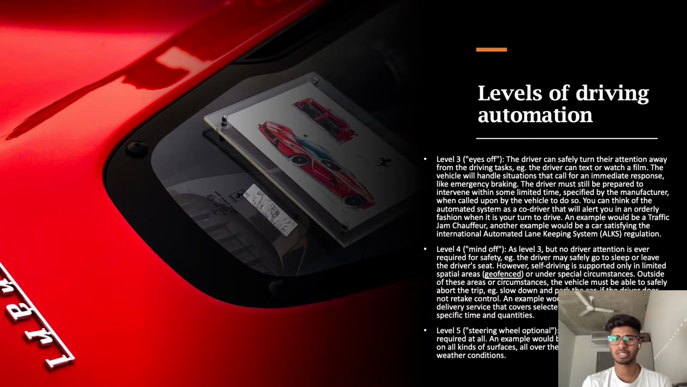Level 3 of automation, eyes off. The driver can safely turn their attention away from the driving task. Example, the driver can text or watch a film. Level 4, mind off. As level 3, but no driver attention is required for safety. Example, the driver may safely go to sleep or leave the driver's seat. Level 5. In this level, no human intervention is required at all. An example would be that the car would go on its own on all kinds of surfaces all over the world.